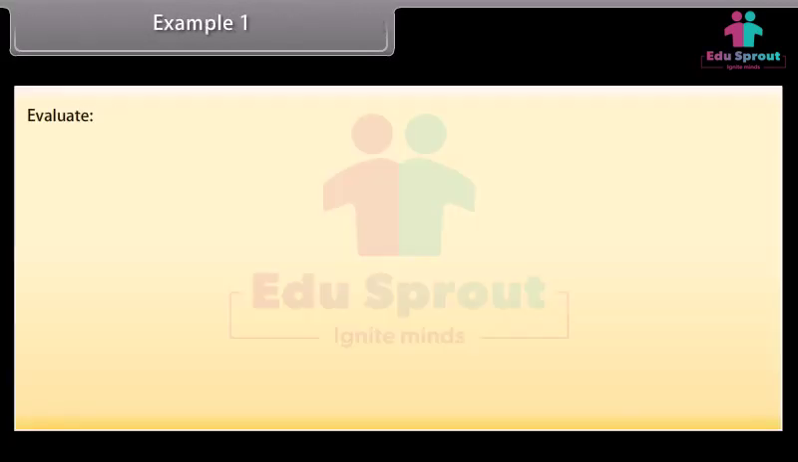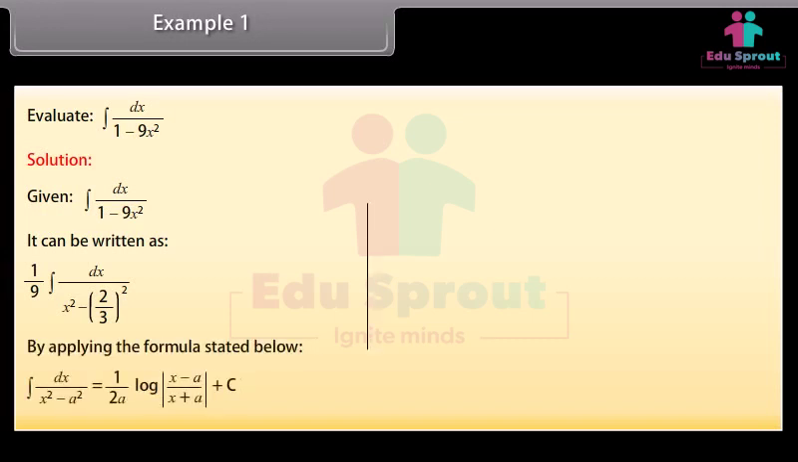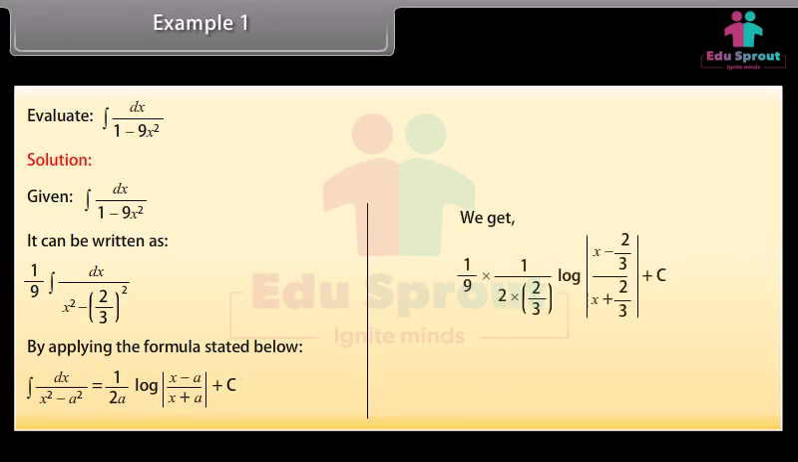Example 1. Evaluate the integral of 1 upon 1 minus 9x square with respect to dx. Solution. Given the integral of 1 upon 1 minus 9x square with respect to dx. It can be written as 1 by 9 into the integral of 1 upon x square minus (2 by 3) square with respect to dx. By applying the formula stated below, we get 1 by 9 into 1 upon 2 into 2 by 3 into log mod of (x minus 2 by 3) upon (x plus 2 by 3) plus c. That is 1 by 12 into log mod of (3x minus 2) upon (3x plus 2) plus c, where c is an arbitrary constant.